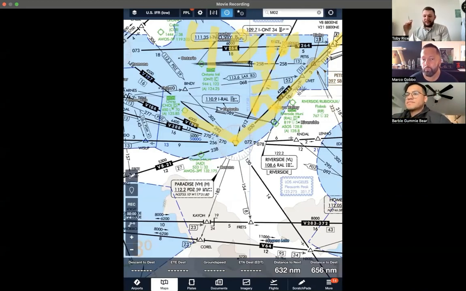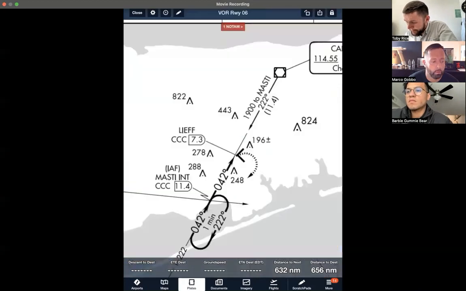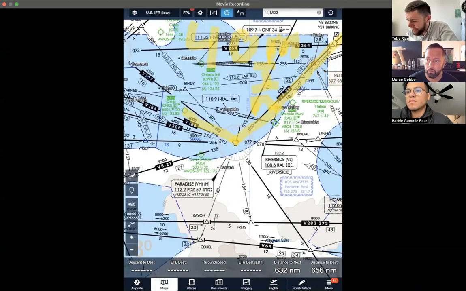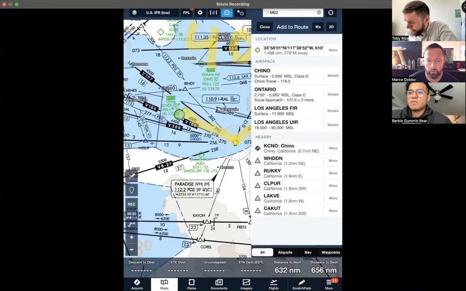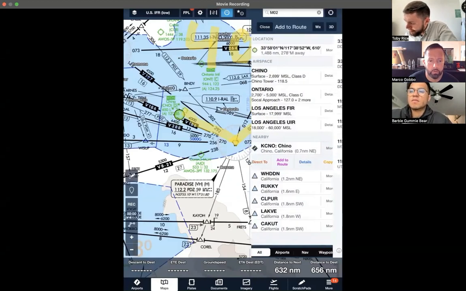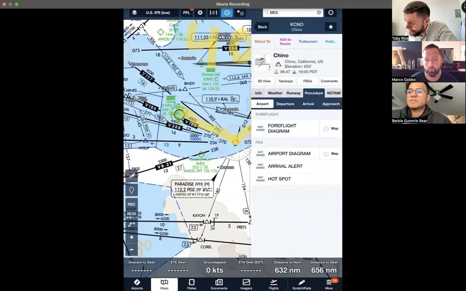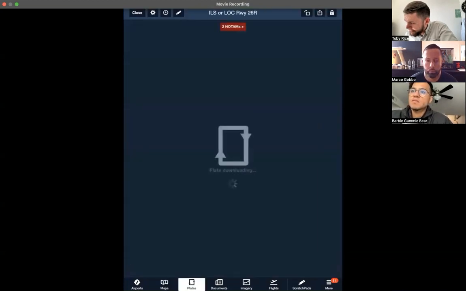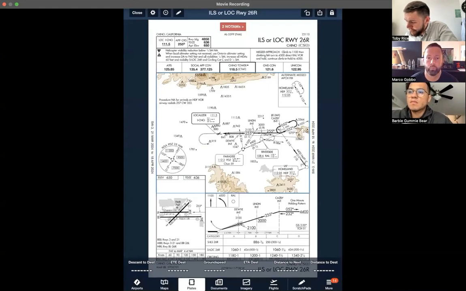But this is actually part of the discussion, because you bring up a very good point. Toby, where do you hold? Do you hold at the initial approach fix or at the holding where you do the missed approach? The initial approach fix, the IAF. But that's not a published hold, right? Well, let me pull up the plate real quick, just so I can see what we're talking about. ILS 26 Right. Boom. Okay.